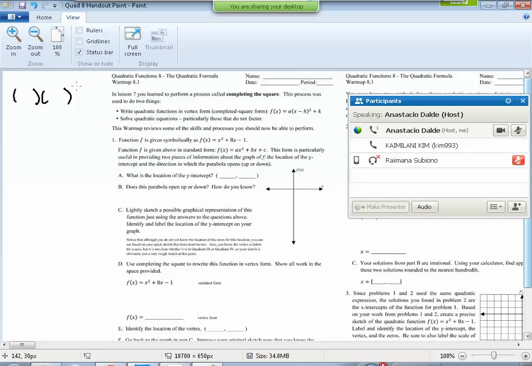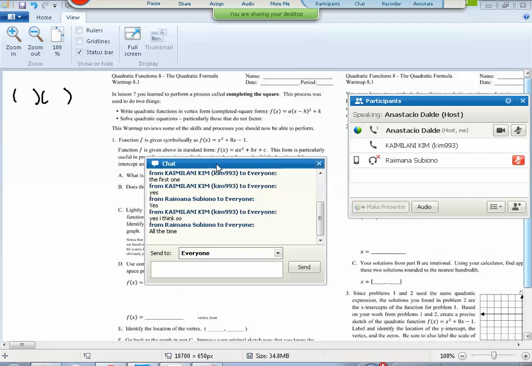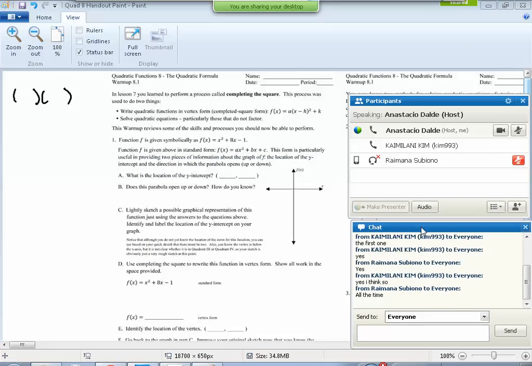Okay, wait. Someone's chatting to me. All right. Yeah, it works all the time. That's right, come on. Or Raymana. I combined their names. Why are you on your phone?